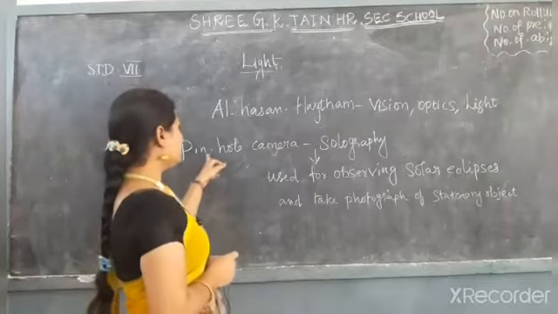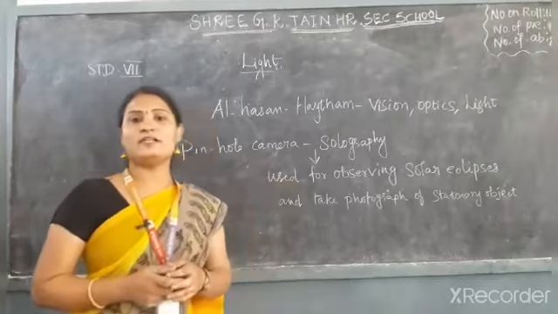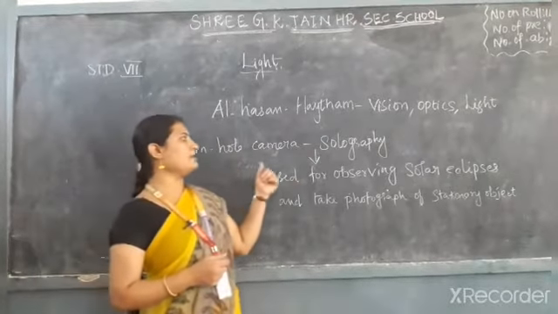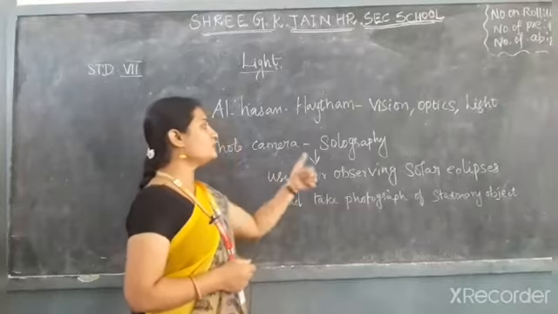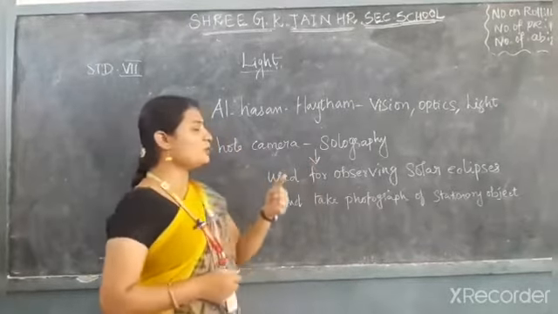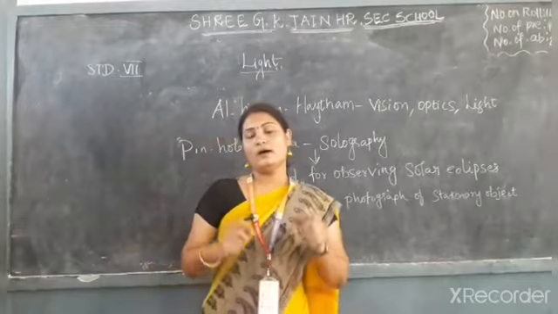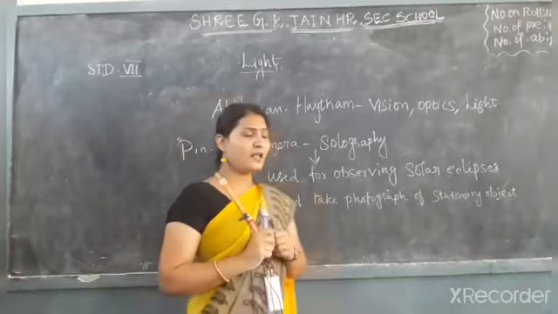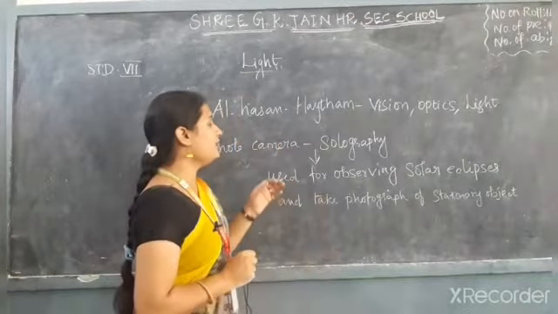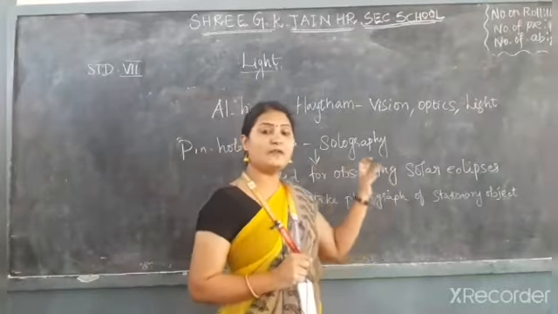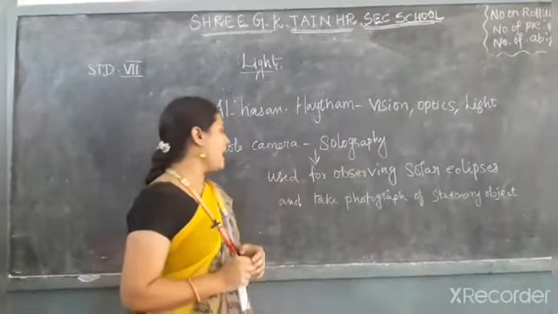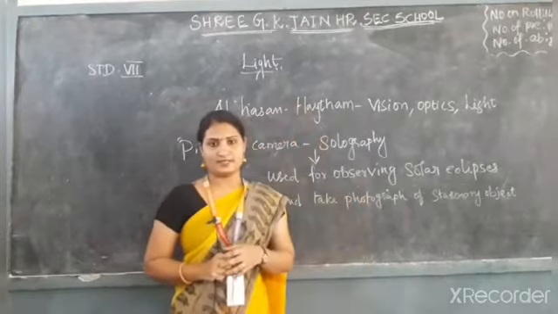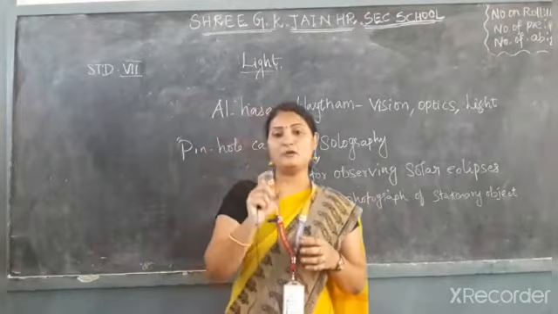Then the next one is the pinhole camera. Before the invention of the advanced camera, we used the pinhole camera. This is also known as solography. This solography was used to record and photograph the movement of the sun. Also, by using solography, we could observe the solar eclipse and also record the solar eclipse. And even we can take a photograph of a stationary object. So this is a pinhole camera.